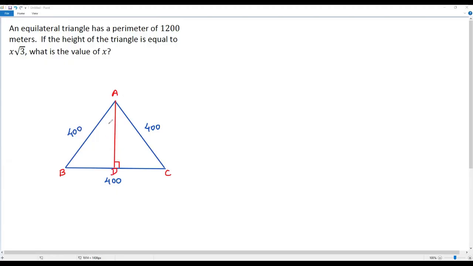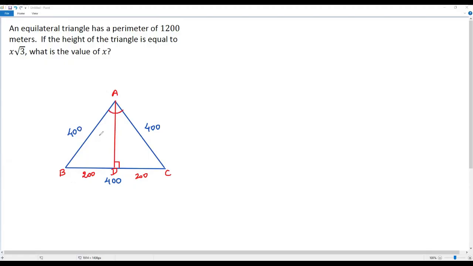In an equilateral triangle, when I draw the height from one of the vertices to its opposite side, the height will bisect this side BC. That is, it will divide the length BC into two equal parts. Already we know that the length of the side BC is 400. When we divide BC into two equal parts, the length of DC will be 200 and the length of BD will be 200.